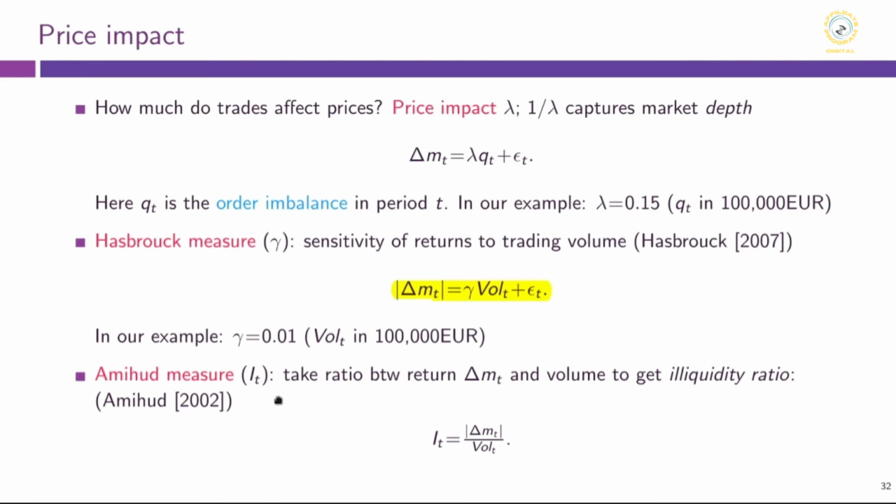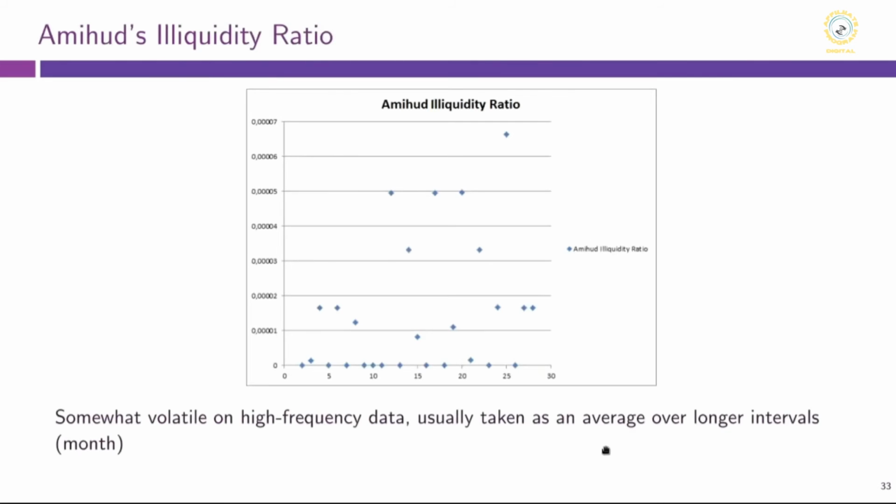A very related measure to Hasbrouck is the Amihud measure of liquidity. And what it does is, instead of taking this linear regression between changes in the mid-quote and the trading volume, the Amihud measure takes their ratio. And this is pretty much it. Just a different functional form, but the interpretation is, for the most part, the same. In our dataset, if you estimate the Amihud ratio measure by measure, you can see that it is pretty volatile and not particularly informative, but then again, you can estimate it using more aggregated data. So you can use it as an average over some longer time intervals, which I believe is the way that it is typically used.